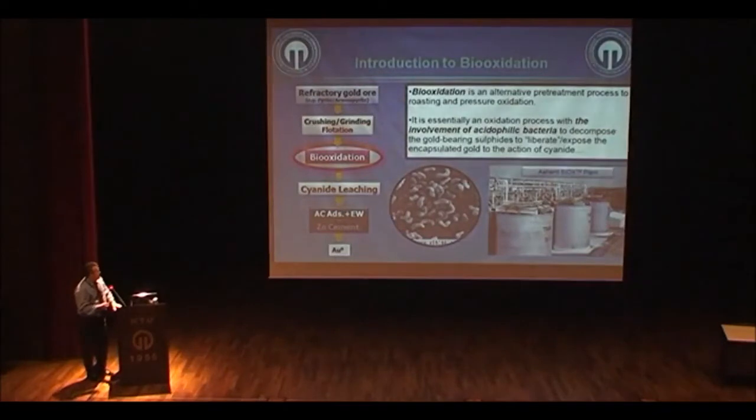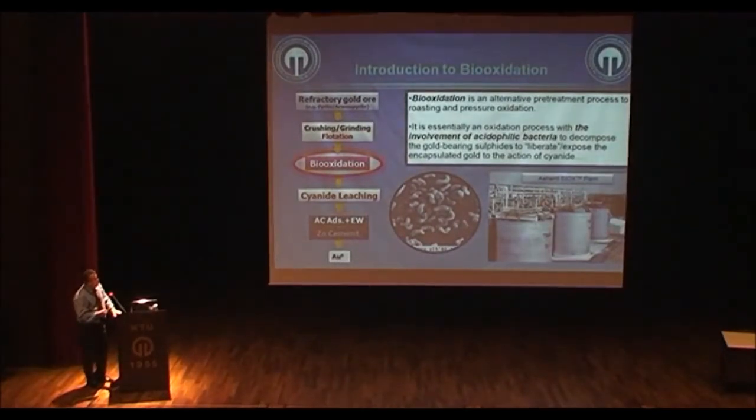And there are many methods for refractory ores. One of them is bio-oxidation. Bio-oxidation is an alternative pretreatment process to traditional roasting and more recent pressure oxidation. It is essentially an oxidation process with the involvement of acidophilic bacteria to decompose the sulfide matrix so that it exposes the gold to the action of cyanide in the subsequent cyanidation stage. And we use the microbes to destroy or to aid the destruction of sulfide.